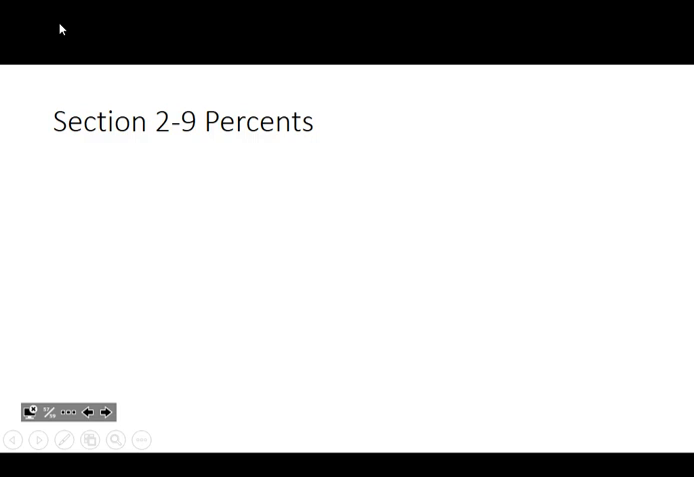Okay, so section 2.9 is dealing with percents and the percent proportion. So we've been dealing with proportions. We did proportion word problems, and we just did proportions that were already set up for us, and we were finding the unknown. This is still setting up a proportion, but we're going to set up a percent proportion. Okay, there's a certain formula for it.